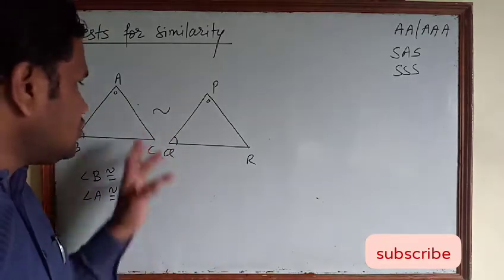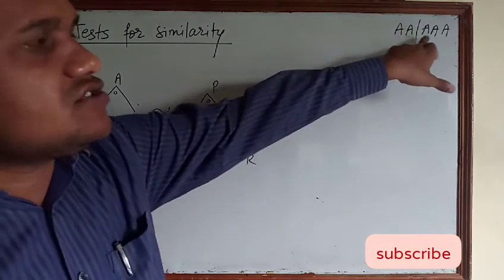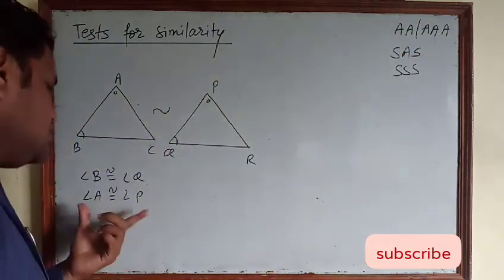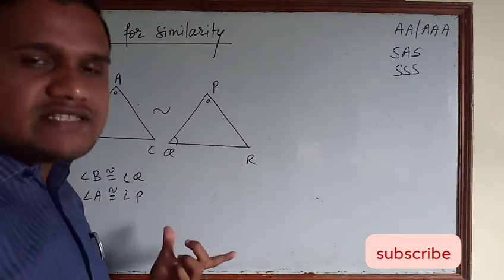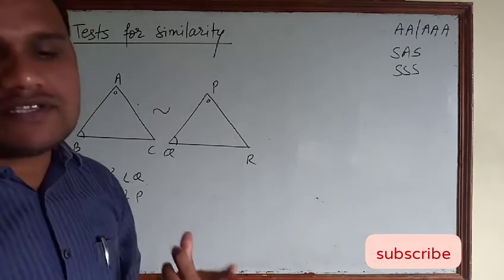So instead of saying AAA test or AA test, one and the same thing, we will say that the triangles are similar, not congruent, they are similar by AA test of similarity.